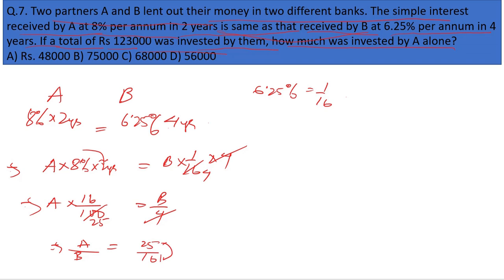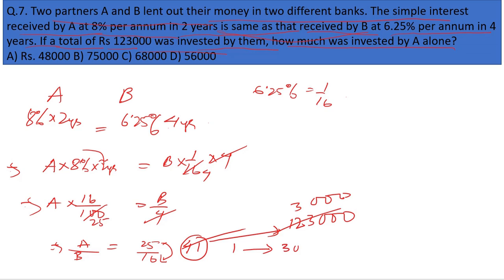Here the total is 25 plus 16, 41 units, and the question is saying the sum of the investment is 123,000. So 41 units is 123,000, so 1 unit gives 3,000. Then the amount invested by A is 25 units. 25 units will be 25 into 3,000, that is 75,000. So option B is correct.